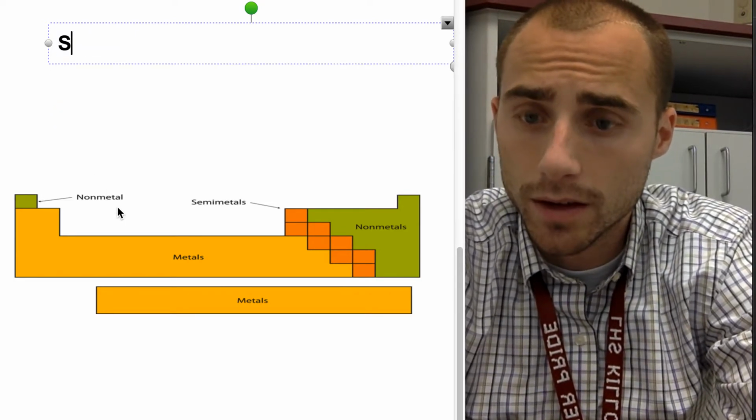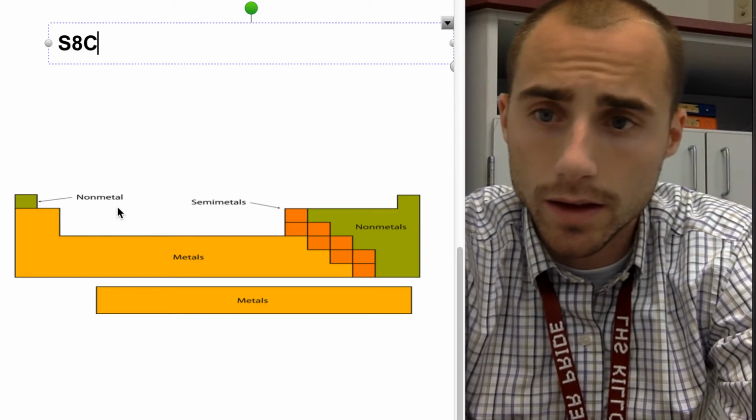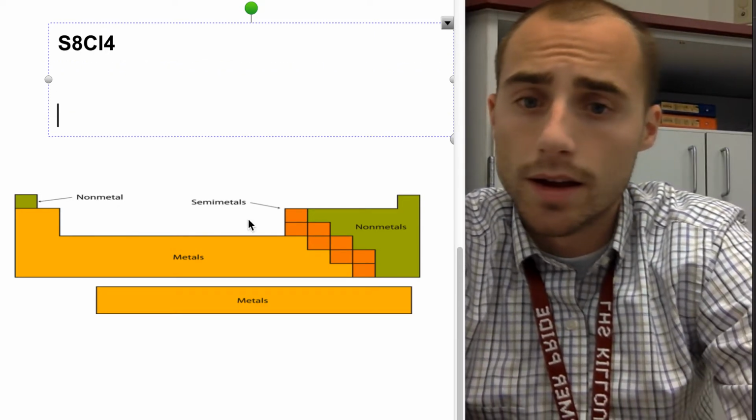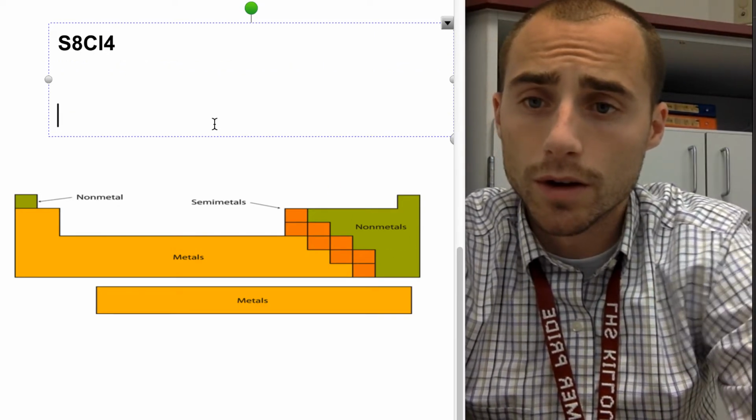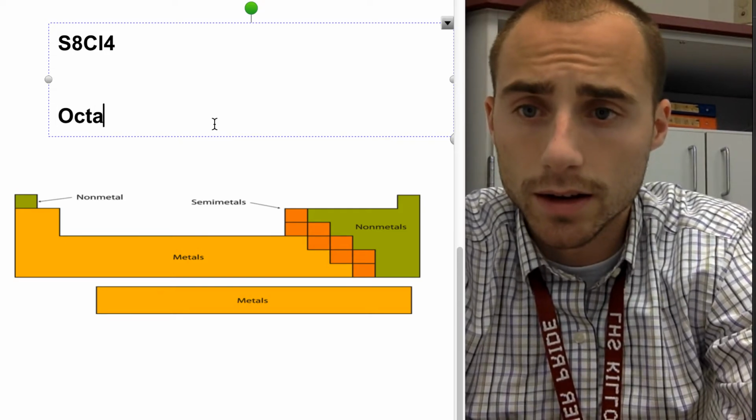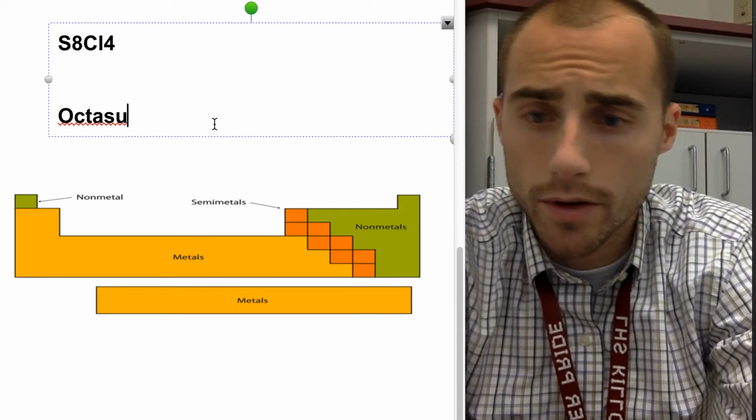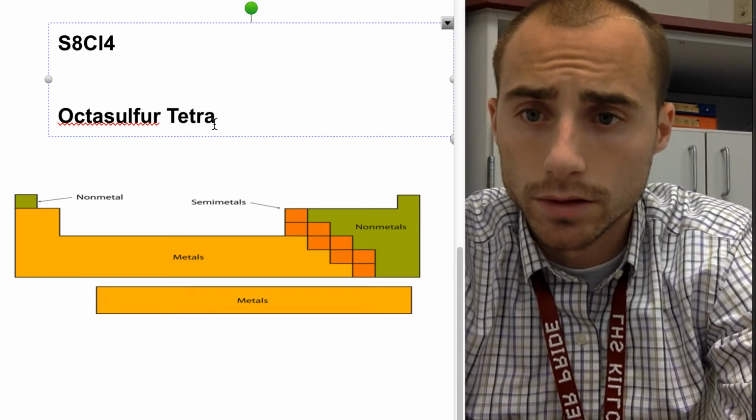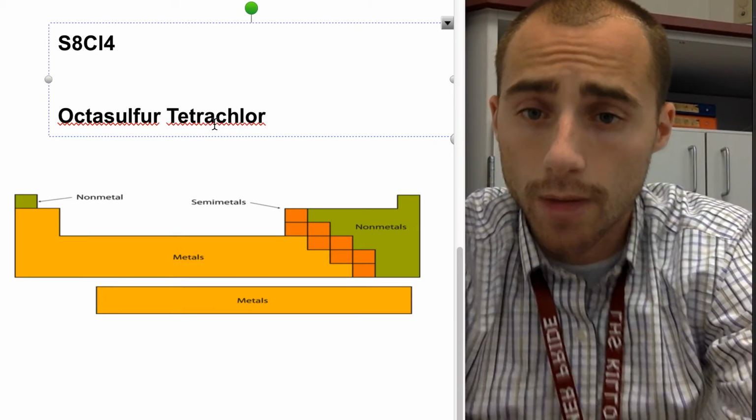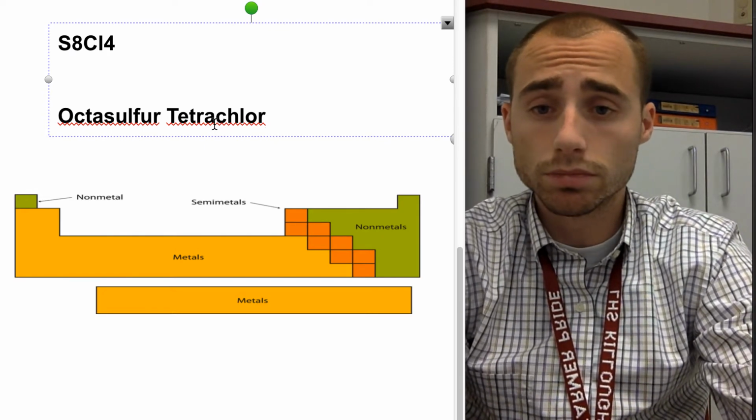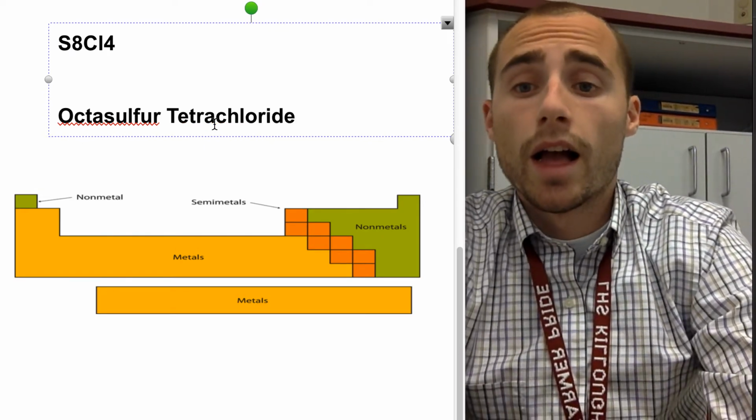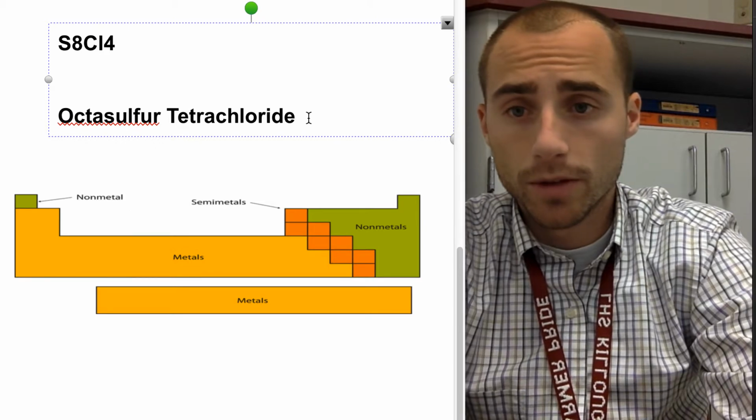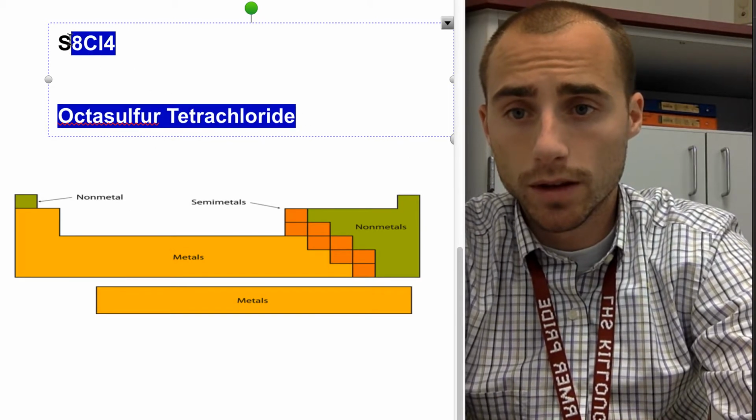We'll do S8Cl4. Again, sulfur is over here, chlorine's over here, both nonmetals. So it'd be octasulfur, and then tetrachlor. How am I going to end it? Ide. Octasulfur tetrachloride.